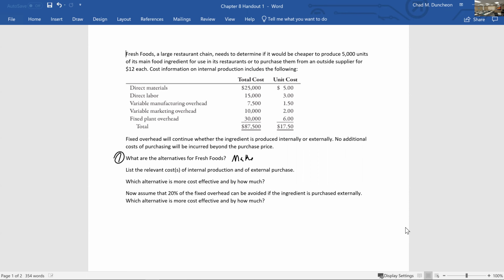Well, here we have a make or buy decision. We're identifying all our alternatives, going through our decision-making process. So let's list the relevant costs of internal and external purchase. Let me move this up just a little bit.